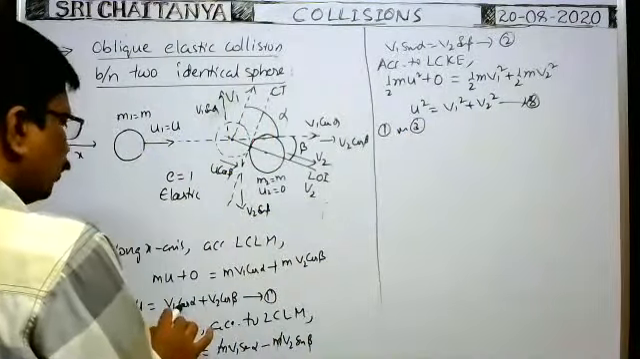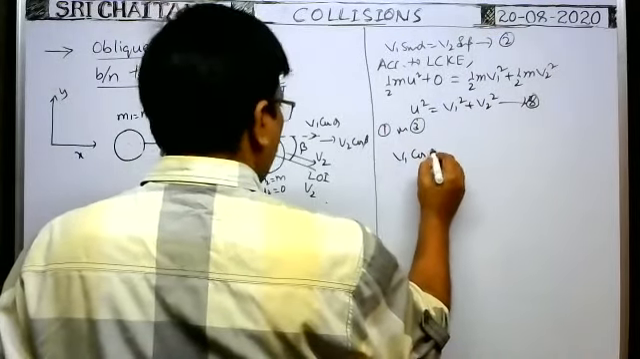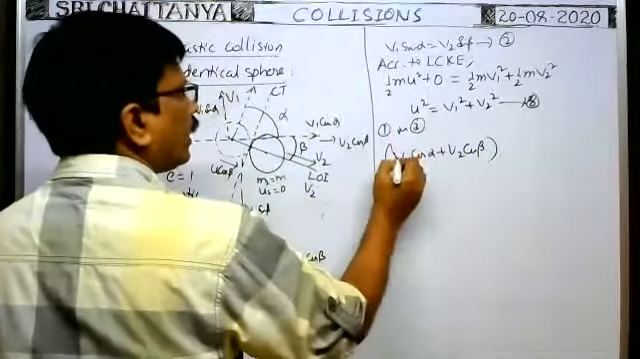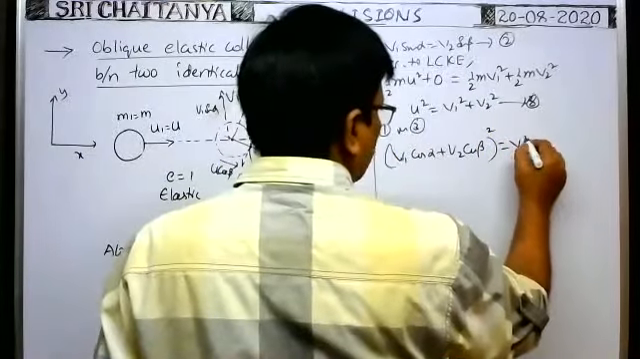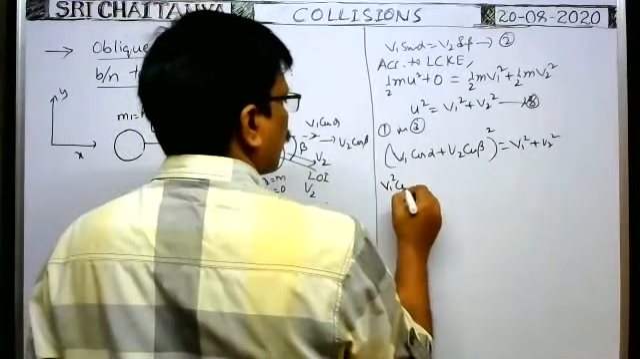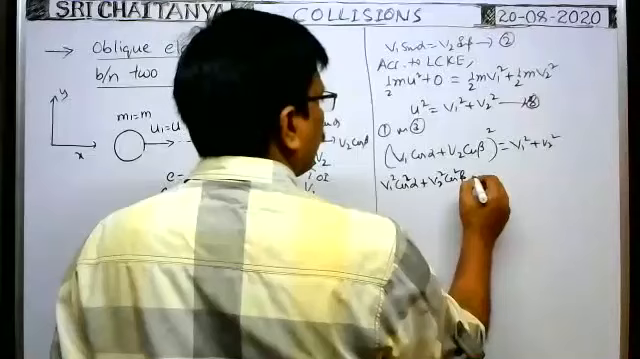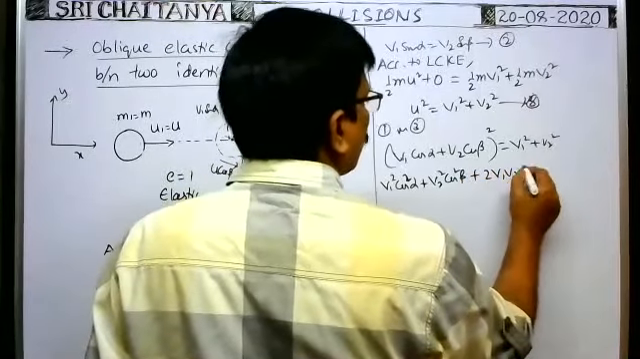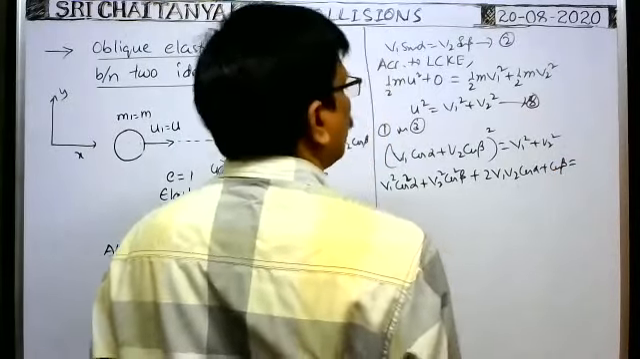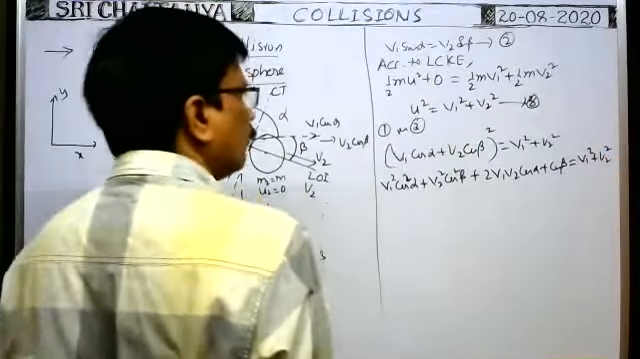From this u value, substitute here. So u means v1 cos alpha plus v2 cos beta. Instead of u, square is there, so you write u square is equal to v1 square plus v2 square. You expand (a plus b) whole square: v1 square cos square alpha plus v2 square cos square beta plus 2 v1 v2 cos alpha cos beta, that is equal to v1 square plus v2 square.